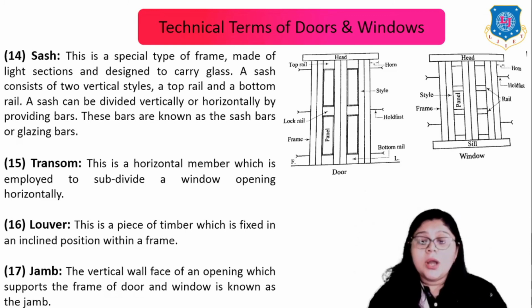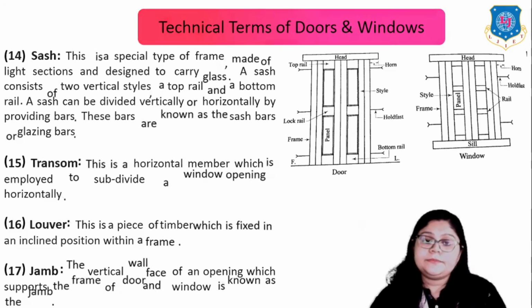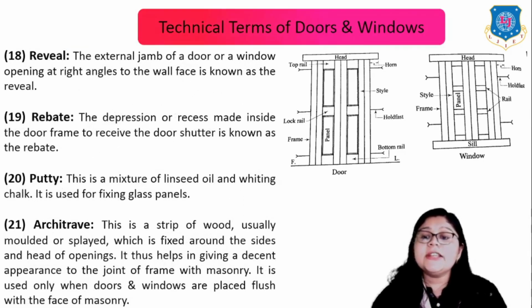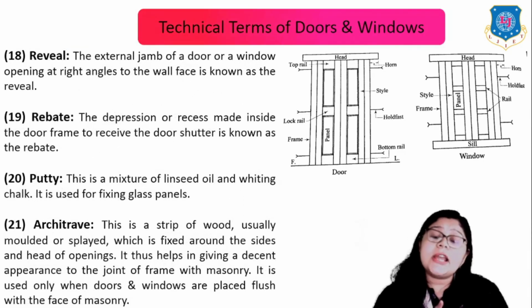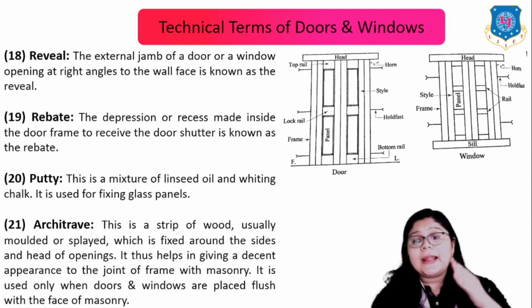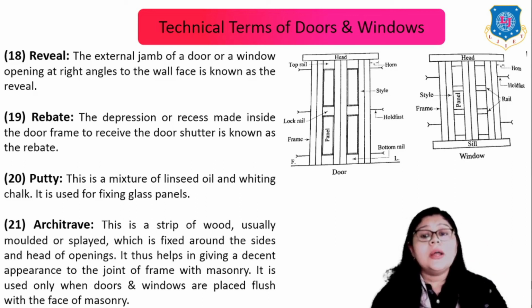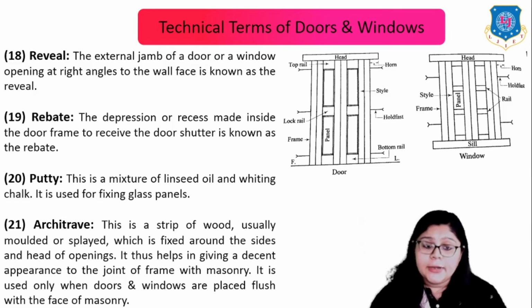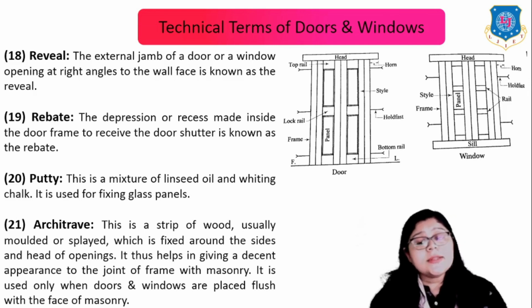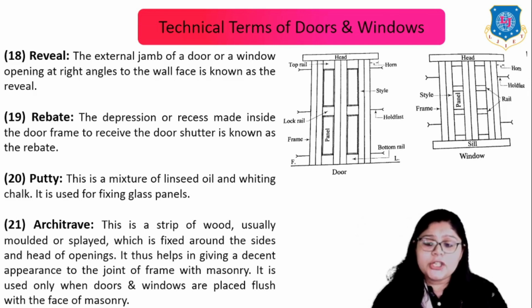Next is the jamb. The vertical wall face of an opening which supports the frame of a door or window is known as the jamb. Next is the reveal. What is it? The external jamb of the door or window opening at a right angle to the wall face is known as the reveal, right? Next is the rebate. The depression or recess made inside the door frame to receive the door shutter is known as the rebate. Next is the putty. This is a mixture of linseed oil and whitening chalk. It is used for fixing the glass panels, right?